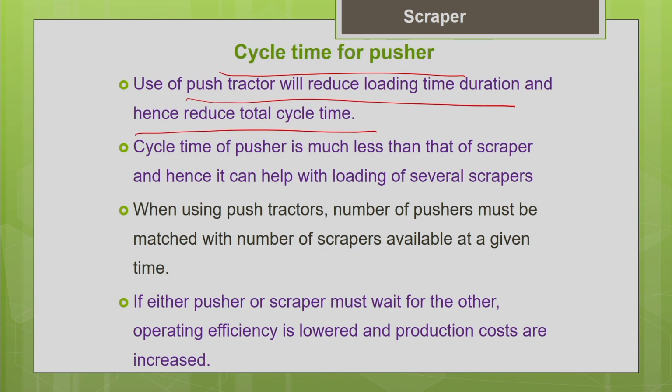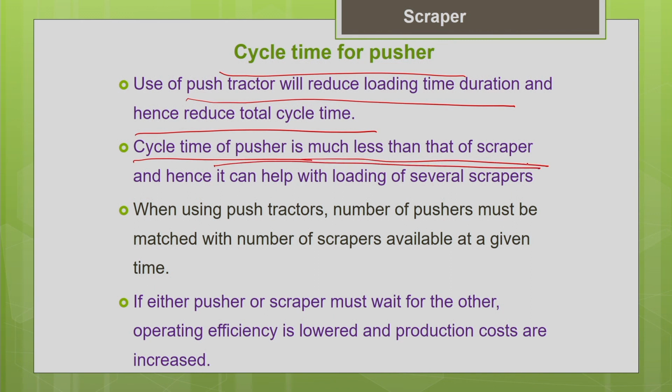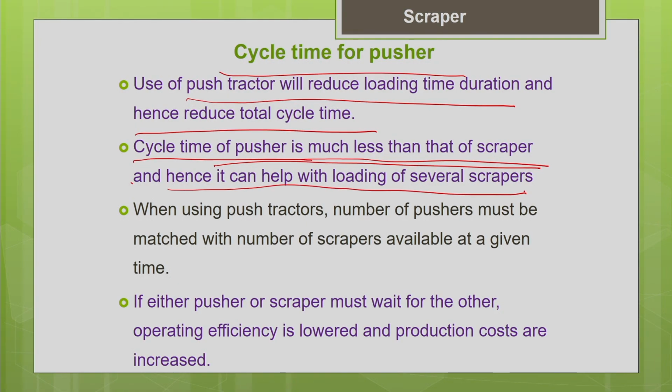Another important thing to be noted is the cycle time of the pusher is much less than that of the scraper, because the pusher is helping the scraper only during the loading phase. Once the bowl of the scraper is completely filled, the scraper will get detached from the pusher, and the scraper can do the hauling operation on its own. After that it will become independent. So you need the help of the pusher only during the loading phase of the scraper. That is why the cycle time of the pusher is much less than that of the scraper, and one pusher can serve even up to 4 to 5 scrapers. Hence it can help with loading of several scrapers.